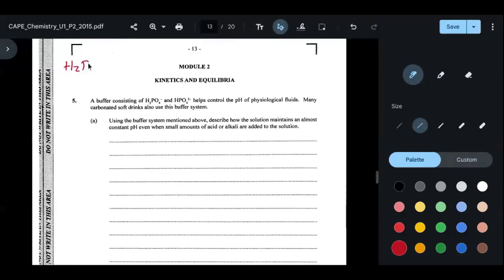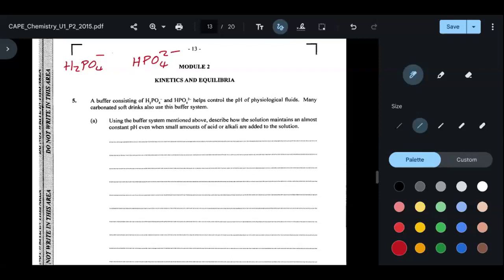So we have H2PO4 minus, and we have HPO4 2 minus. Before we look at the question, what is the difference between these two ions? One has an additional hydrogen. All right. So which one would be the acid?